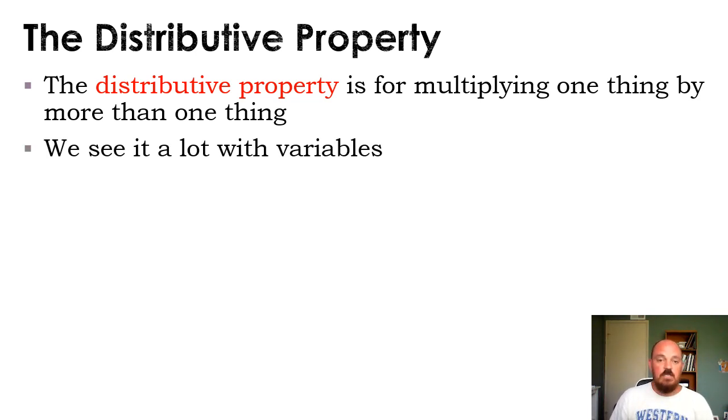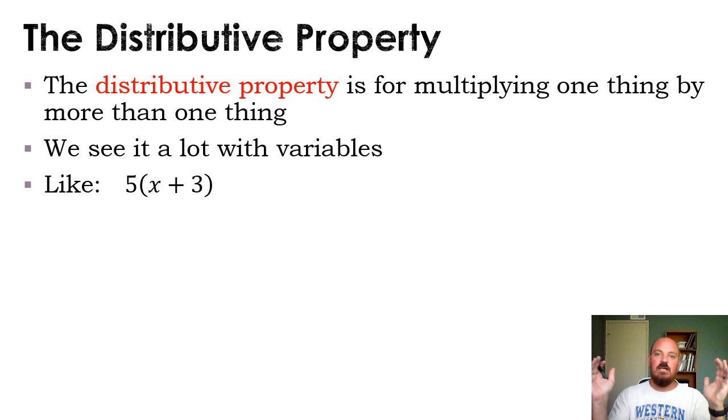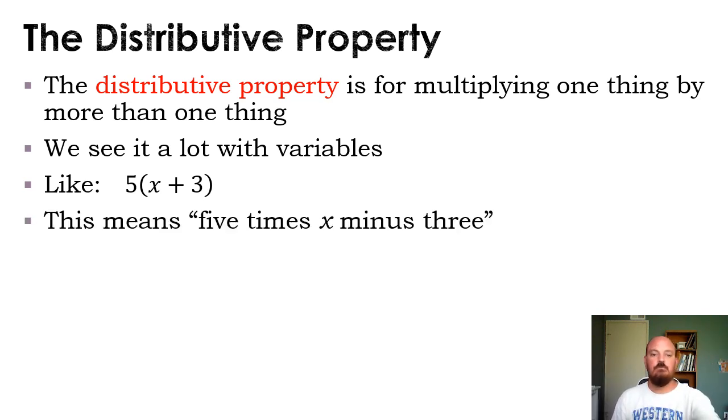Now, a lot of times we see it with variables, although it doesn't have to be with variables. But a very common distributive property type question is when you have a number, like the 5 here, out in front of something in parentheses, like the x plus 3. Now what it means, the way you would say that in words, it's a multiplication problem. It's 5 times x plus 3.